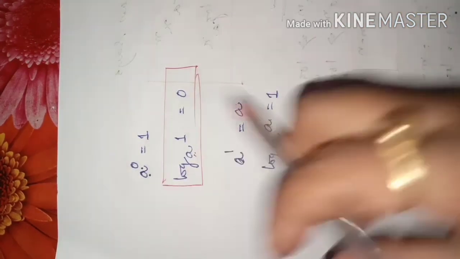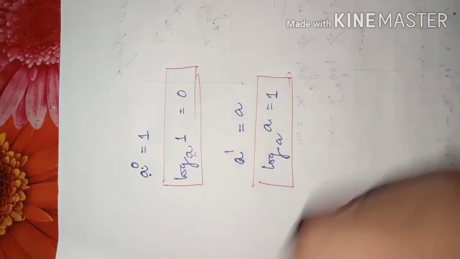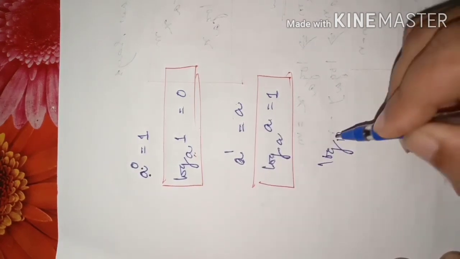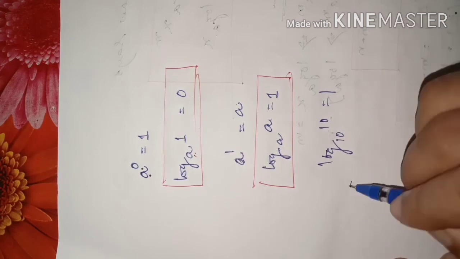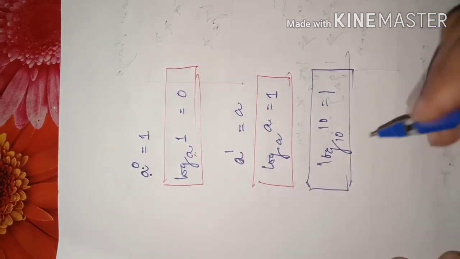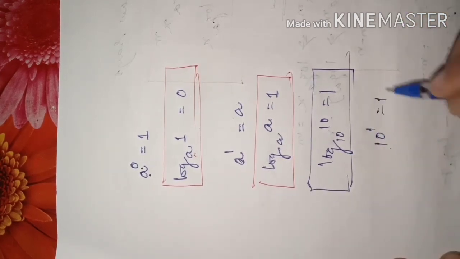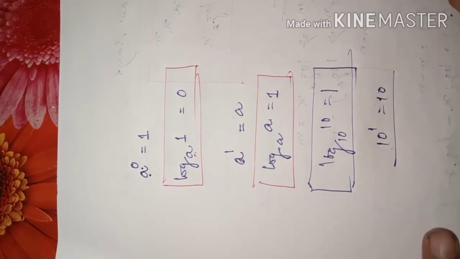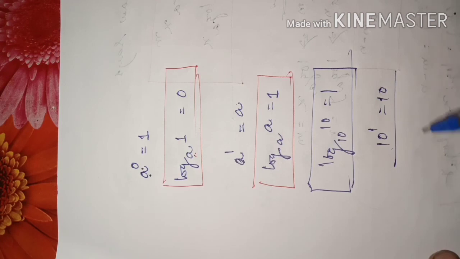Another law you can remember. Suppose we write log to the base 10 of 10 is equal to 1 only, because 10 to the power of 1 is equal to 10. Similarly, a to the power of 1 is equal to a. So these are the laws of logarithms.